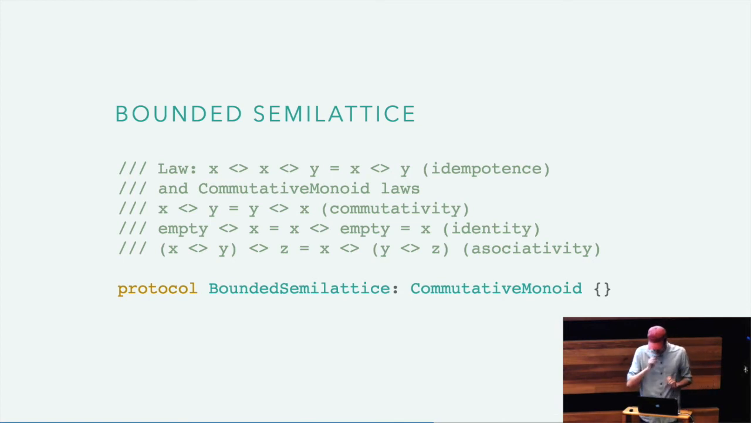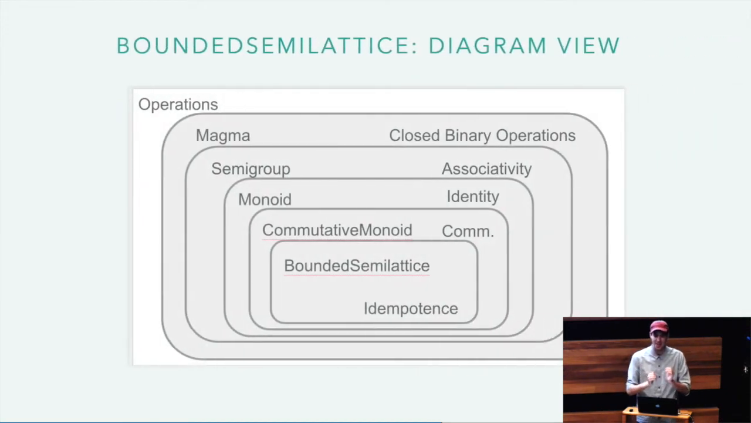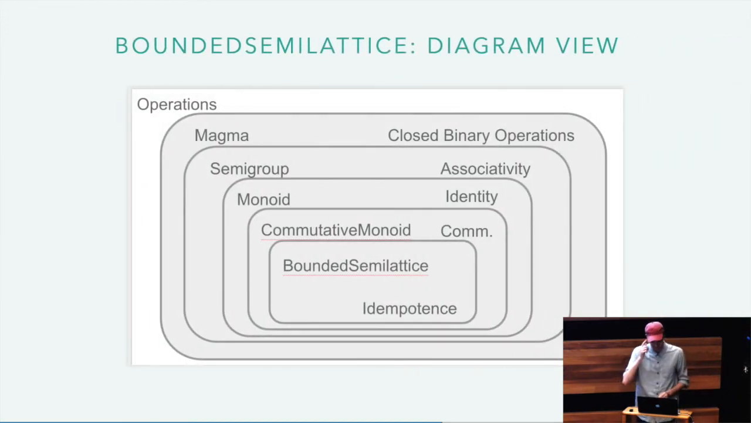So it turns out this bounded semilattice thing is really, really good if you have a distributed system. If you're ever doing work across a distributed system, and you can morph your work into something that's a bounded semilattice, that's good. For visual people, a bounded semilattice is a subset of all commutative monoids. What's an example of a bounded semilattice?